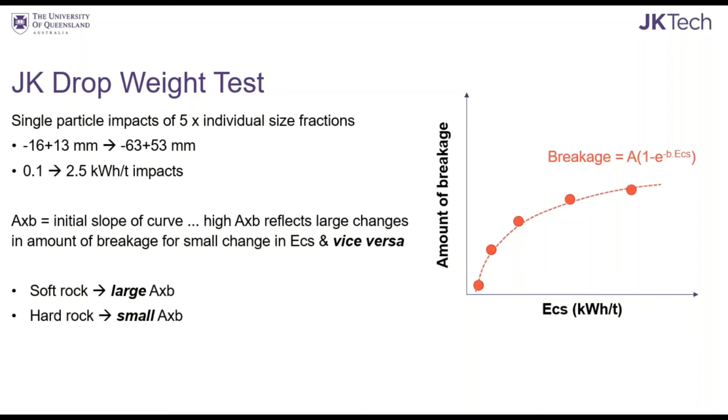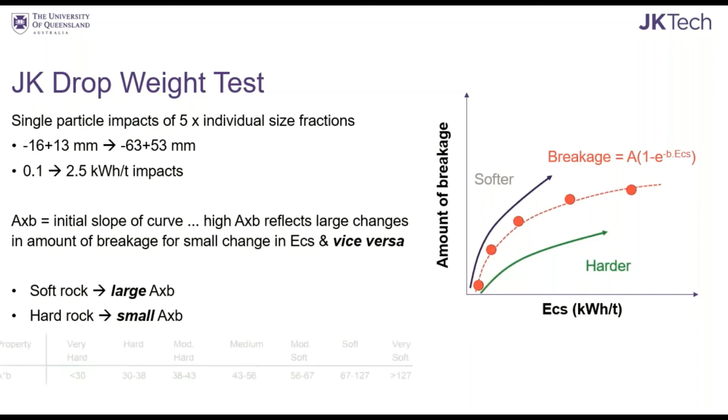So the A and B parameters: the A parameter is the maximum amount of breakage that's been achieved in the test. The B parameter is the overall slope of the curve at, I guess, the lower energies. And the A times B value is actually the slope of the curve at the origin. So basically, the larger the A times B value, the softer the rock, and similarly, the smaller the A times B value, the harder the rock. So you have to apply more energy in order to get more breakage, obviously.